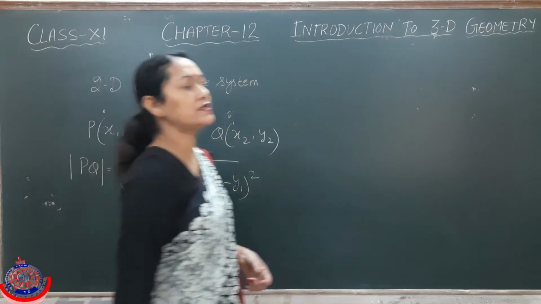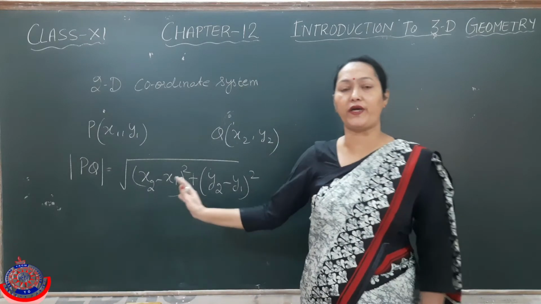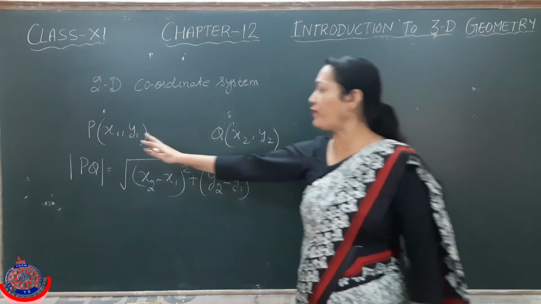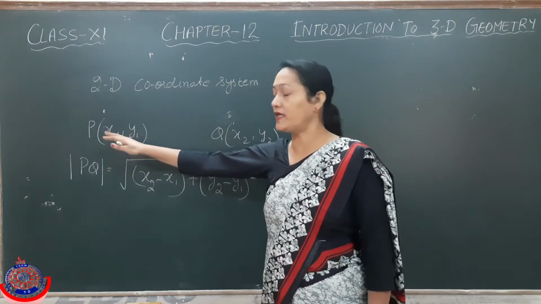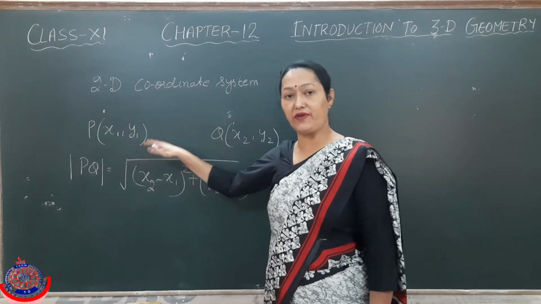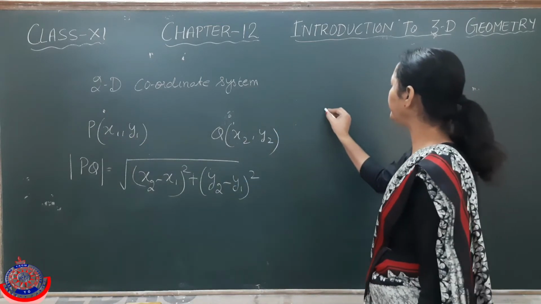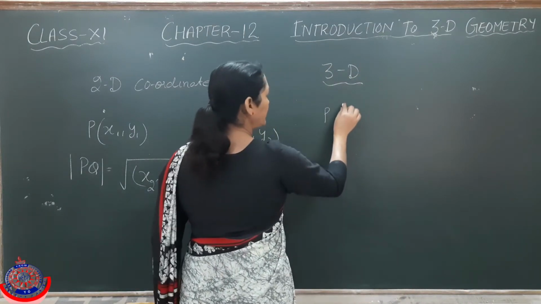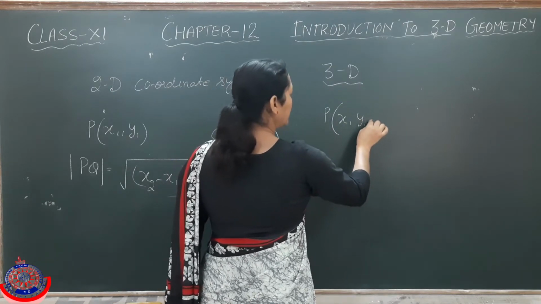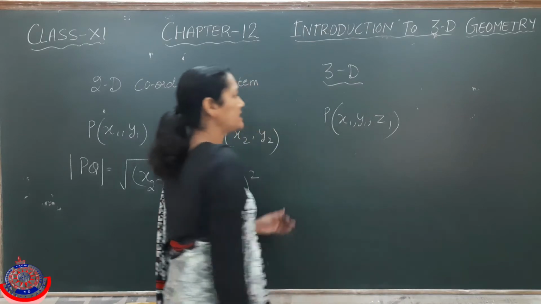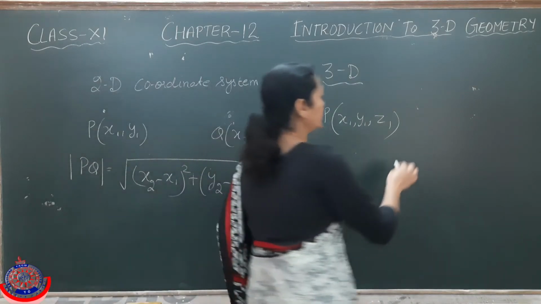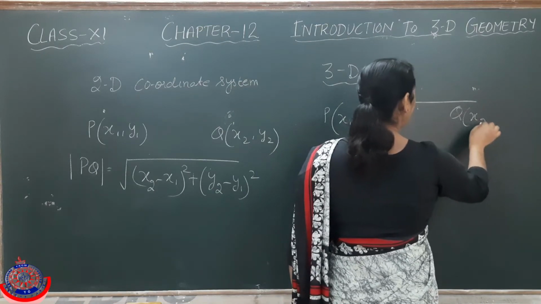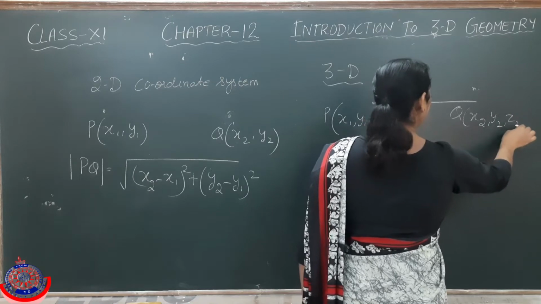If we have to extend this study of finding the distance between 2 points for three-dimensional coordinate system, in that case, point P will be having 3 coordinates, x1, y1 and z1. Same way for 3D, P will be having coordinates as x1, y1, z1, and other point Q will be having 3 coordinates x2, y2 and z2.